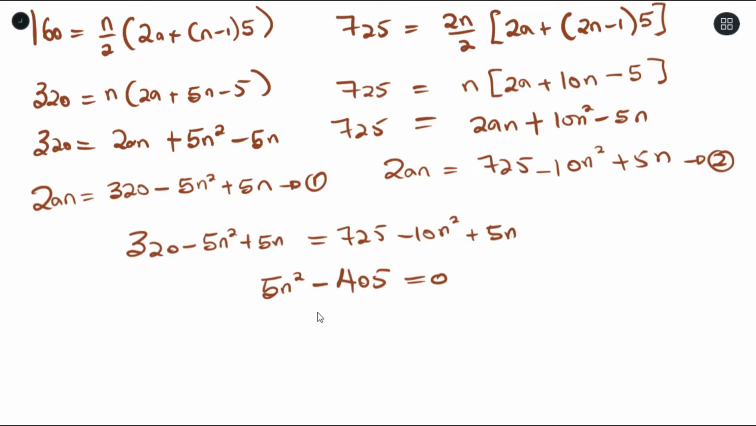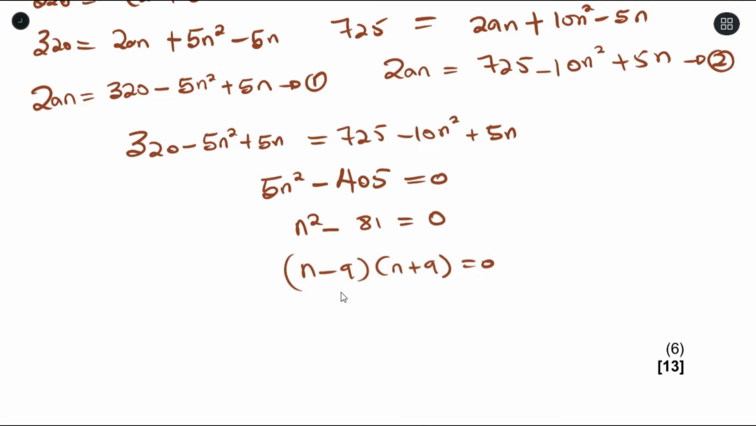Okay, so dividing both sides by 5, you get n squared minus 81 is equals to 0. So it's n minus 9, n plus 9 is equals to 0. So my two answers are n is equals to 9 or n is equals to negative 9. So since n cannot be negative, n is equals to positive 9. And that's exactly what they wanted for this question. That's it.